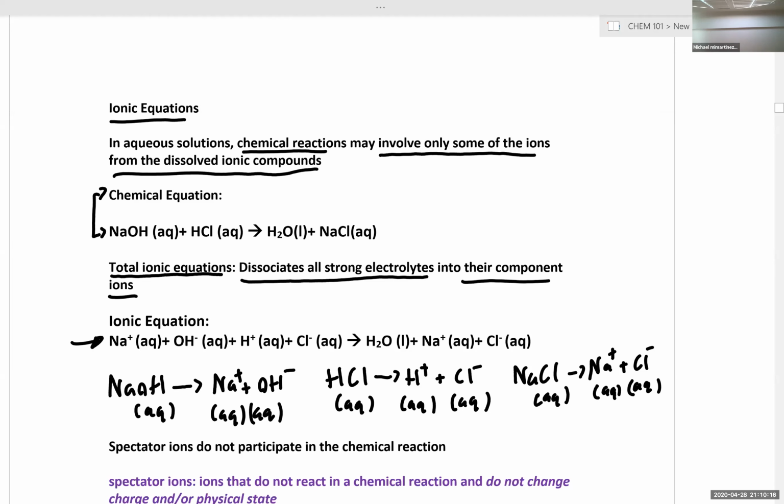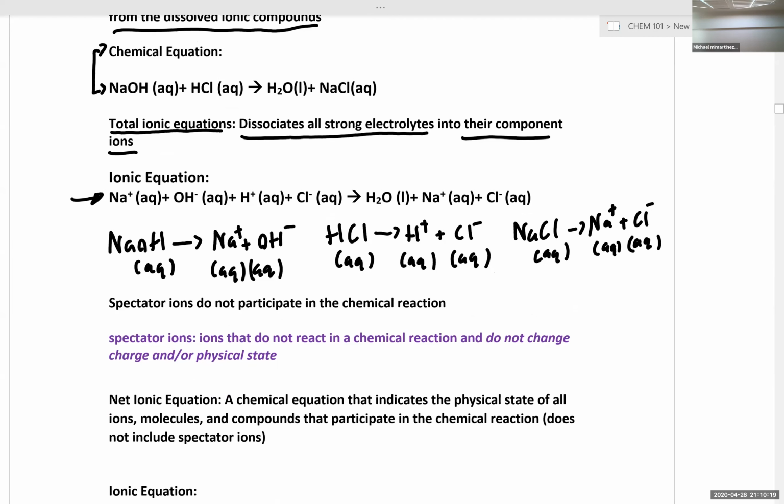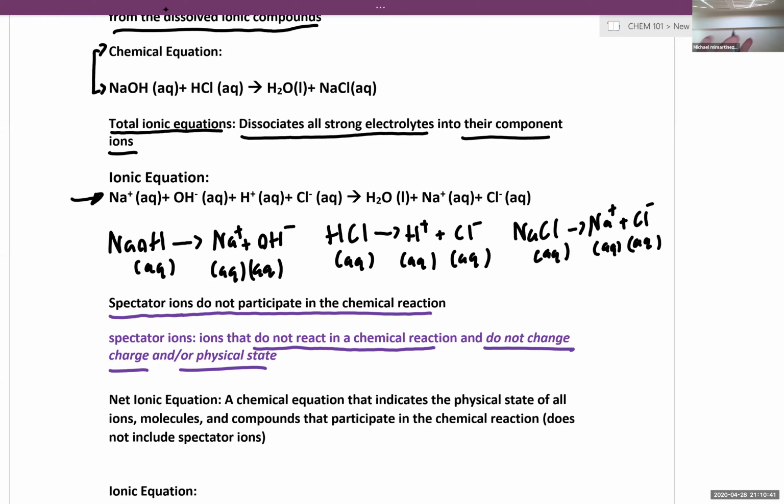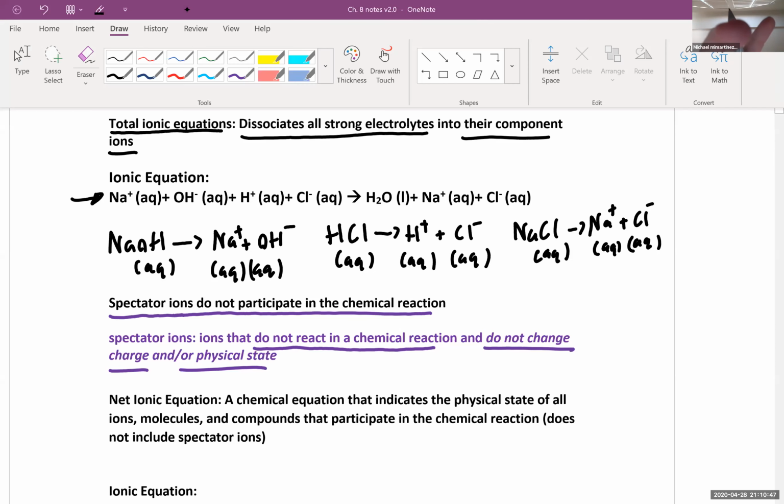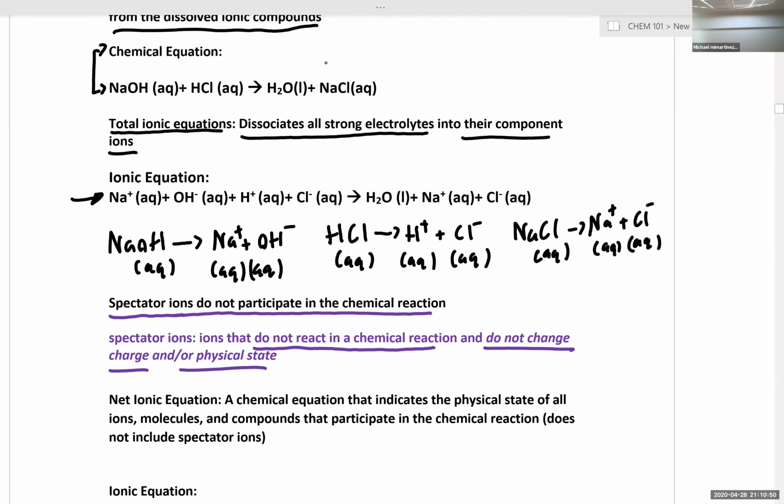There's a special word that we use for ions that do not participate in the chemical reaction. We call these spectator ions. These are ions that do not react in a chemical reaction and do not change in charge or physical state. Keep this in mind because we're going to approach redox reactions, which are reactions where the ion can change in its oxidation number, change in its charge. So you want to make sure you're not just checking that the ion is unchanged in physical state, but also that it has the same oxidation number or charge.